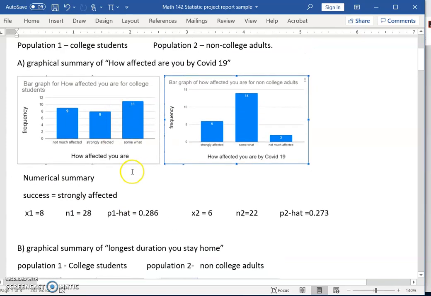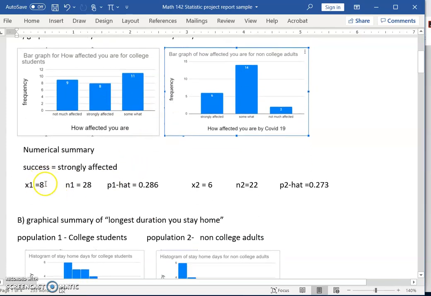For the college student sample, we have x1 equal to 8, n1 equal to 28. And for the non-college adult sample, we have x2 equal to 6 and n2 equal to 22. The sample proportion is 28.6% for the college student sample and 27.3% for the non-college adult sample. So they're pretty much the same, 28% to 27%.